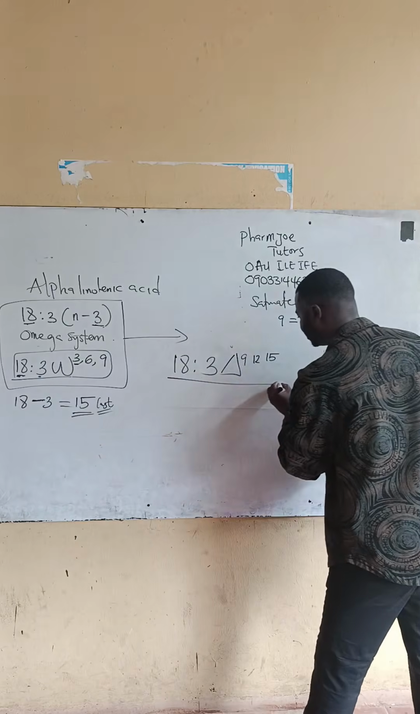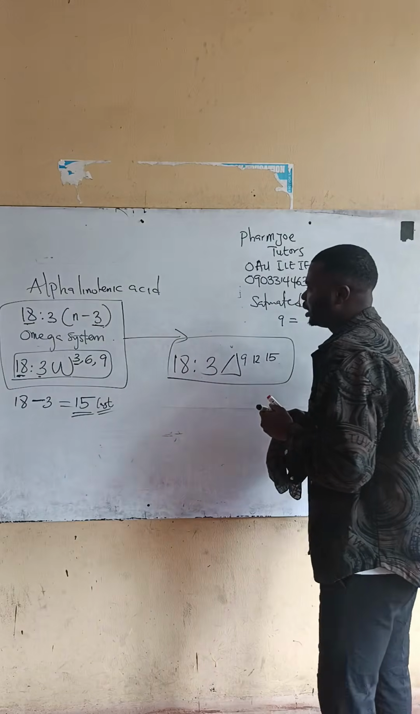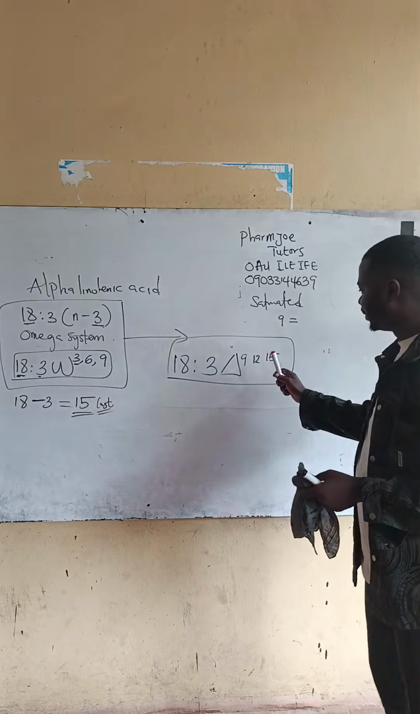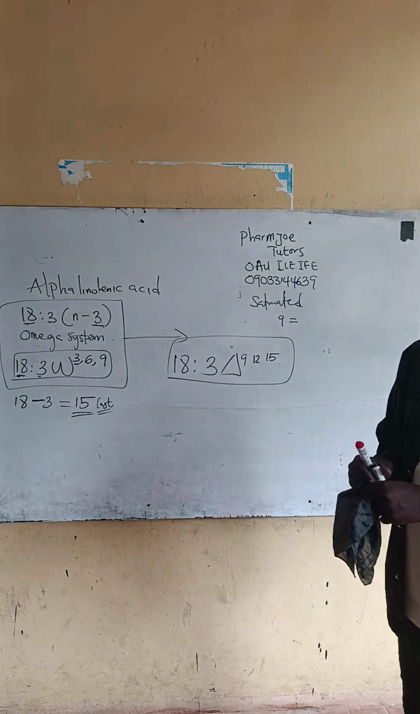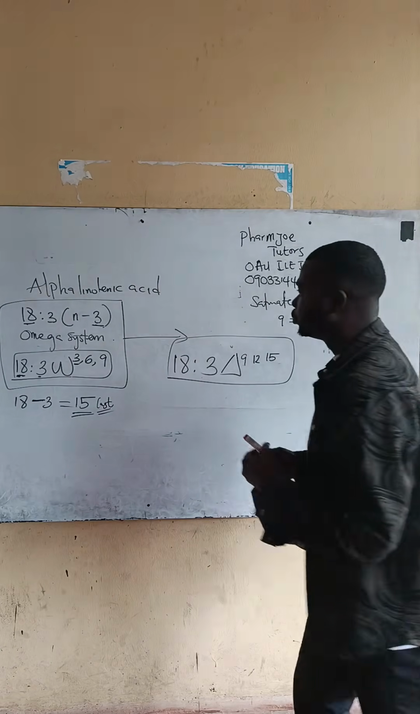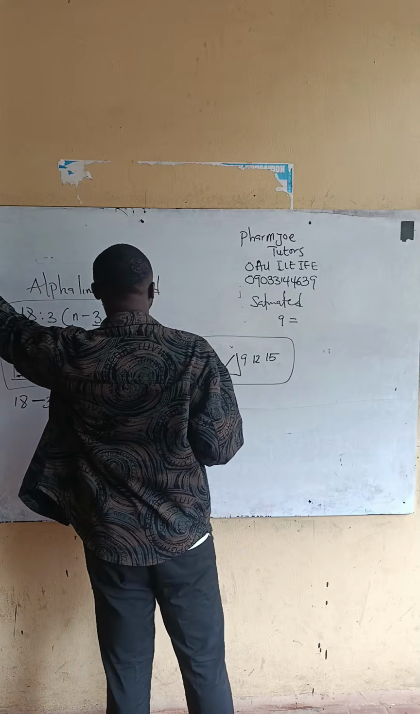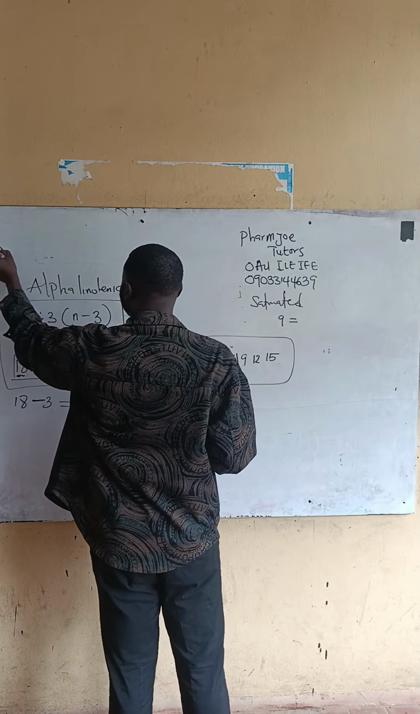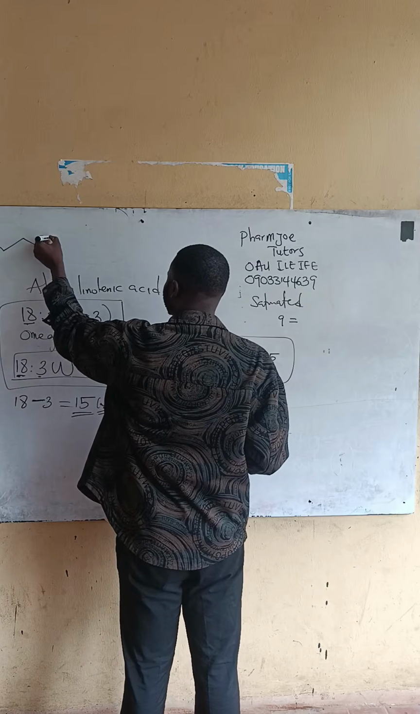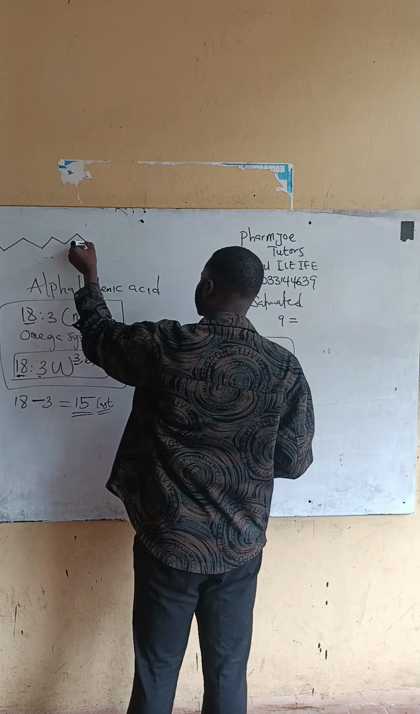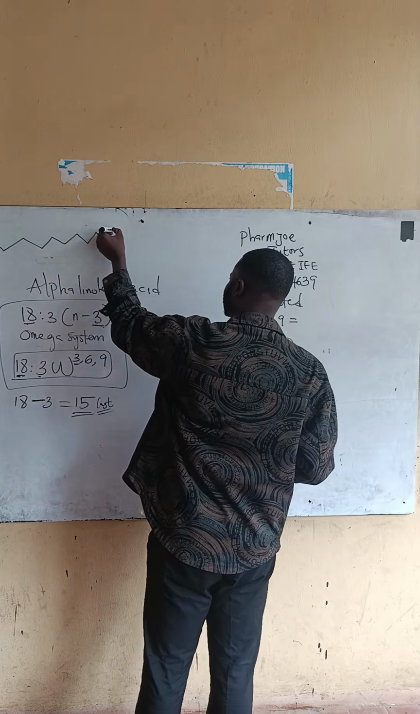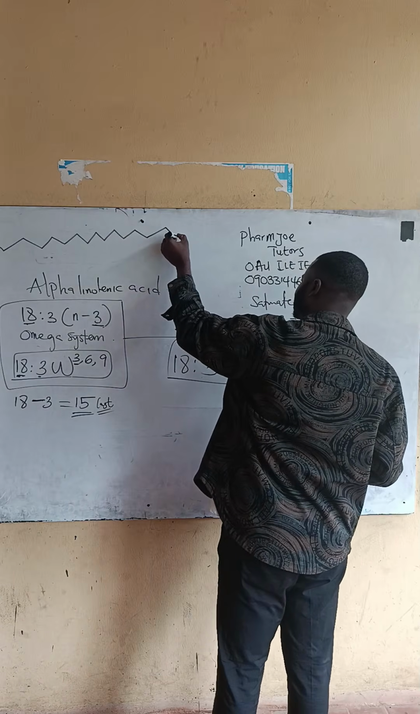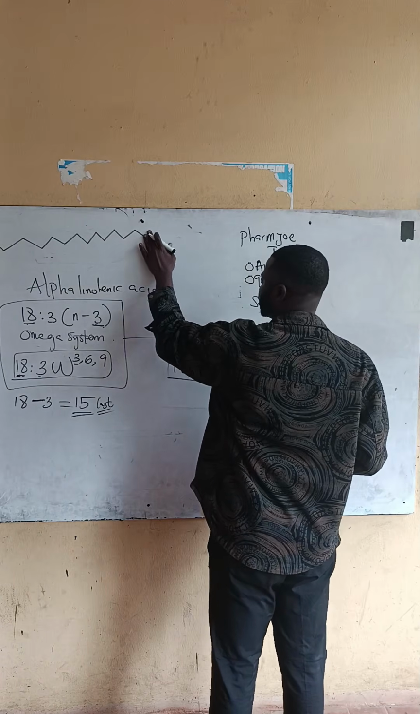Very simple. Now, if you want to trust that this is still the same thing as this, we can draw the structure. We are now going to draw the structure together. Everybody, pay attention. So, we have 18 carbon: 1, 2, 3, 4, 5, 6, 7, 8, 9, 10, 11, 12, 13, 14, 15, 16, 17, 18.